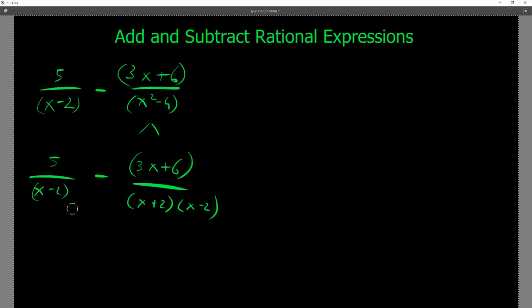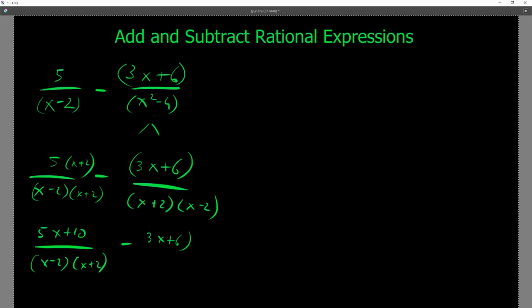You see? Now, this guy has an x minus 2 already. So I don't need to multiply an x minus 2 here. But this one is missing an x plus 2, so I just multiply x plus 2. All right, so this one doesn't have anything that this guy doesn't, so this guy doesn't need to multiply anything. So I multiply by x plus 2 over here. All right, so now I have 5x plus 10 over x minus 2, x plus 2, minus 3x plus 6 over x plus 2, x minus 2.